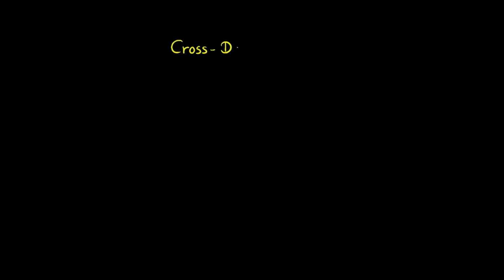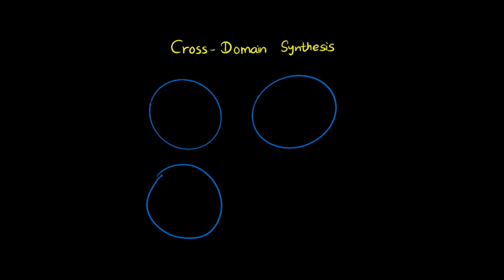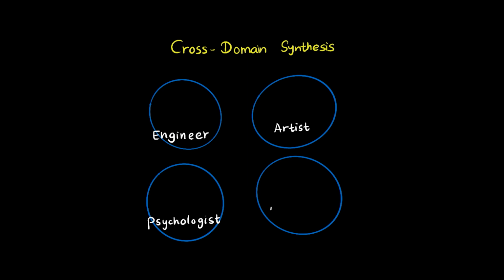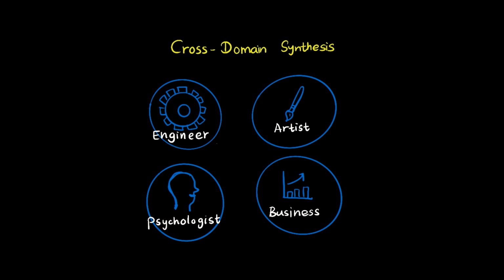Innovation teams deliberately mix educational backgrounds, and the results are spectacular. When an engineer, artist, psychologist, and business major tackle the same problem, magic happens. The engineer thinks in systems, the artist in aesthetics, the psychologist in human behavior, and the business major in market viability. This cross-domain synthesis creates solutions that are technically sound, beautiful, user-friendly, and marketable, something no single discipline could achieve alone.